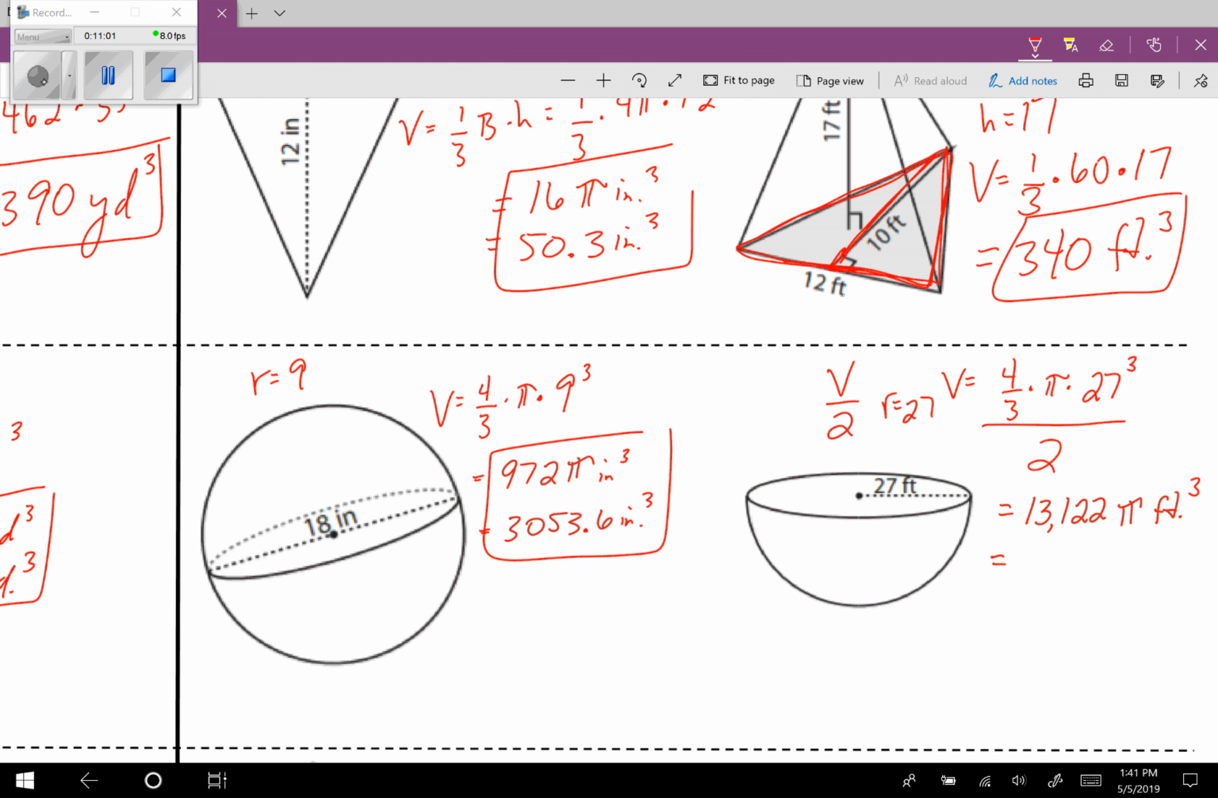And so then when you do take this and multiply by pi, you get 41,224 feet cubed. So that's it.